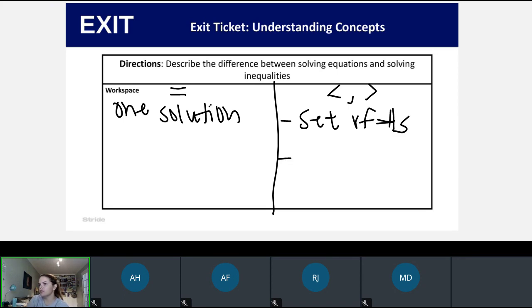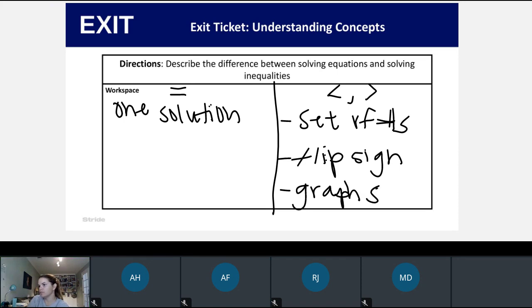And then also with inequalities, you're going to flip your sign when you multiply or divide by a negative, and then you also will graph your solution. Yeah, good, Liv. Exactly.